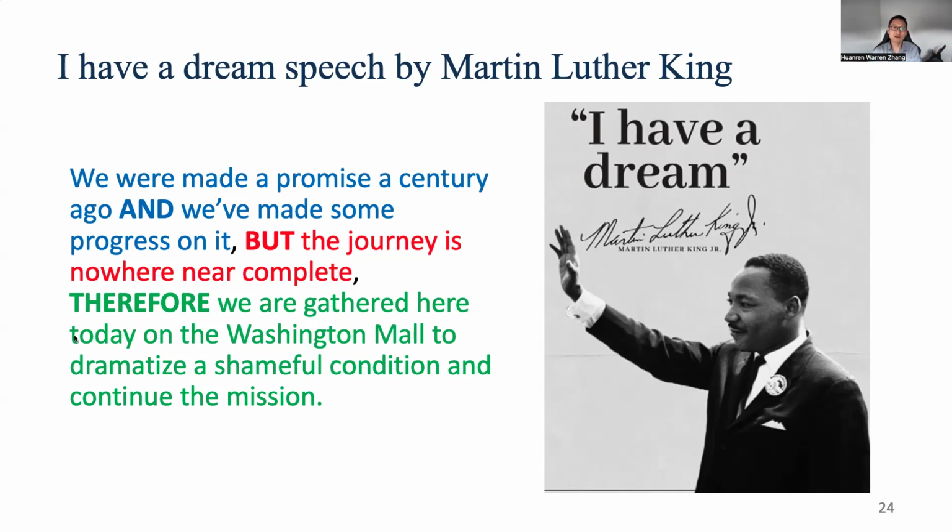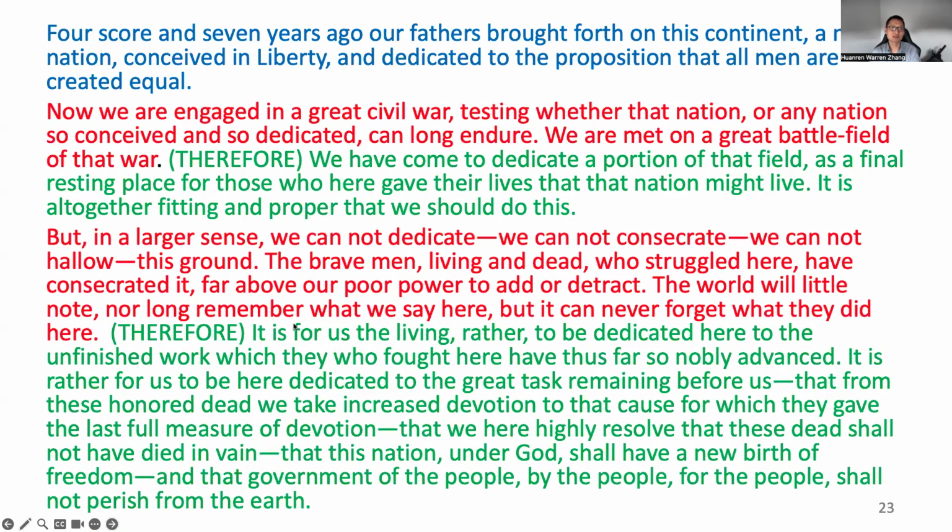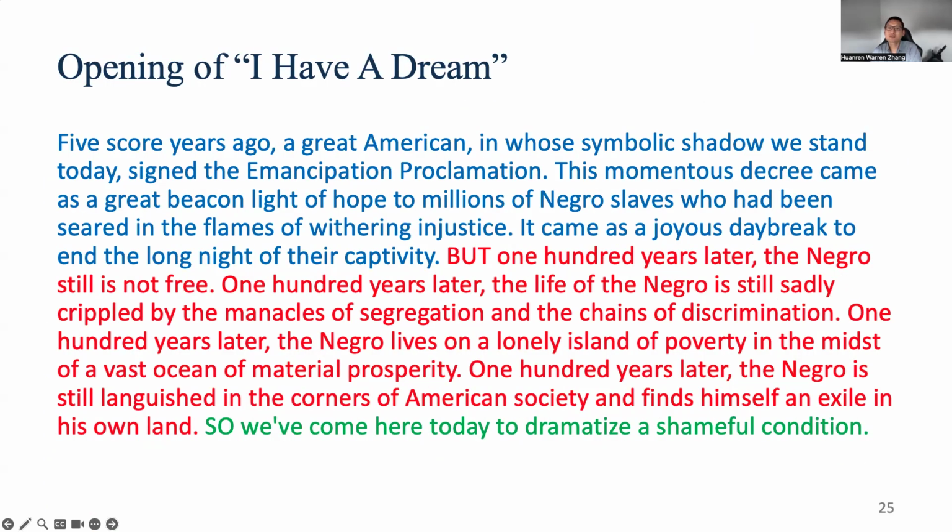So here you see King started with "five score years ago." I mean, that's a very formal way to say 100 years ago, right? If you look at how Abraham Lincoln described 87 years ago, he says "four score and seven years ago." So it seems like King tried to mimic the style of Abraham Lincoln. Instead of saying 100 years ago, he used "five score years ago," right? And now, in any event, here is the background.